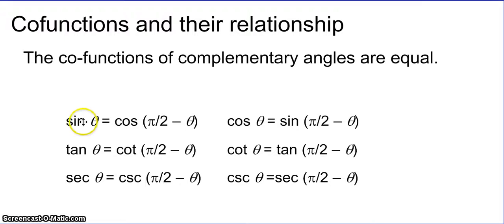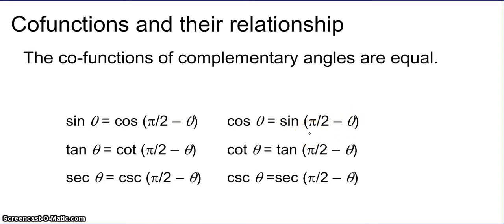So sine and cosine are cofunctions. Tangent and cotangent are cofunctions. Secant and cosecant are cofunctions. And then what you're seeing is how they are complements. So the sine of theta is equal to the cosine of pi halves minus theta. The opposite is then also true. The cosine of theta is equal to the sine of pi halves minus theta, and so on.